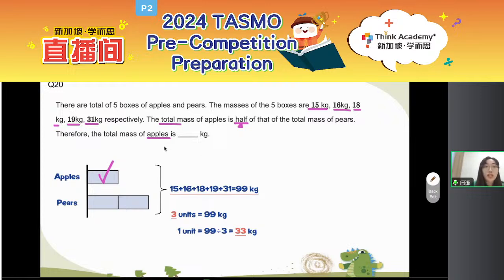Okay. If the question asks, therefore the total mass of pears is how many kilograms? Then you need to multiply by 2. Okay. So always read the question carefully. Yes, I skipped a few questions here. I only explained the difficult ones, and for some questions, I think they are a bit easy, but many students answer them carelessly. Okay.